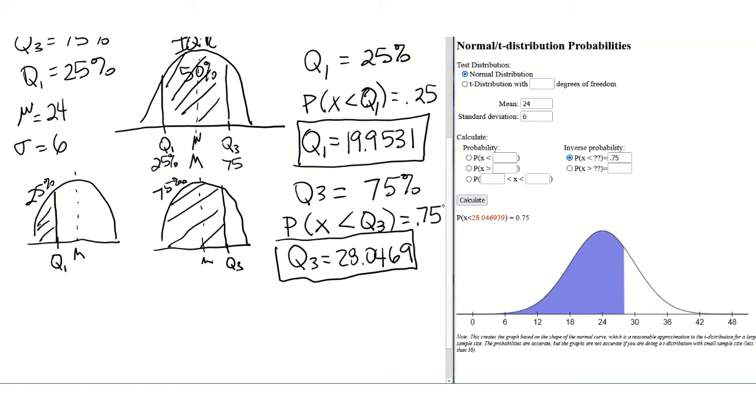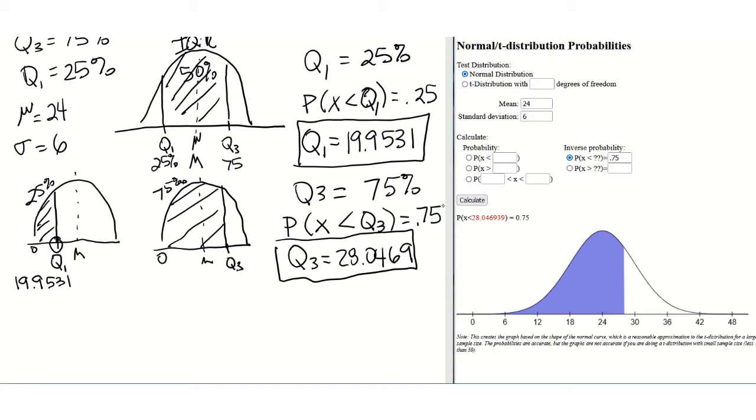So that tells me we've got our Q1, which is 19.9531. That's this value right here, and that is the X value that I need in order to get my 25%. So between 0 and 19.9531, that whole area under the curve is my first quartile at 25%.